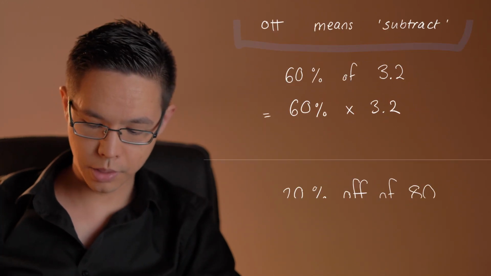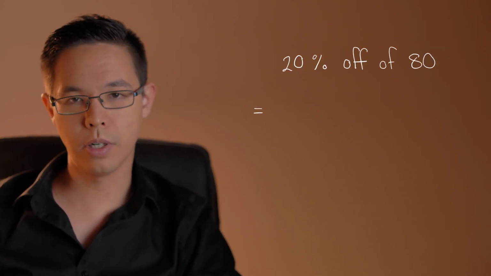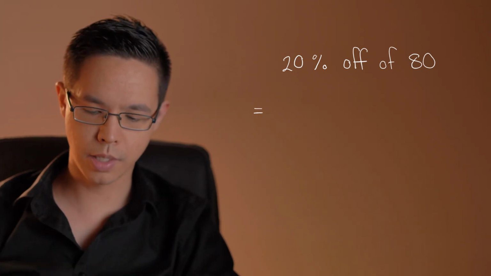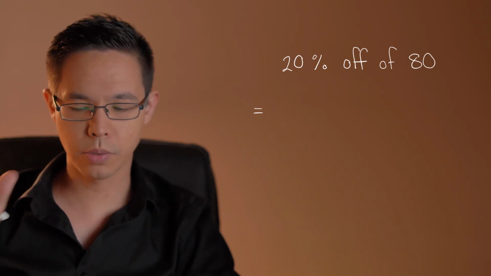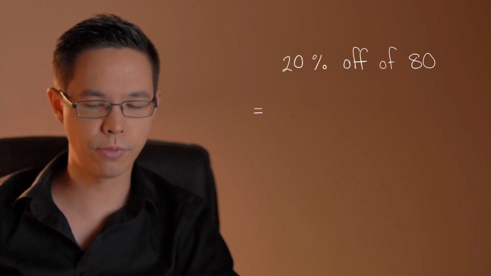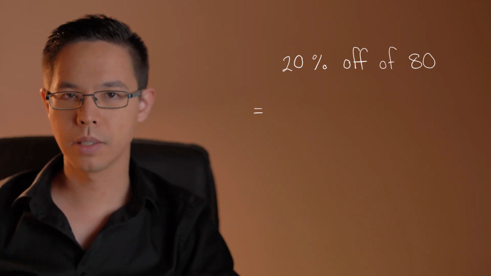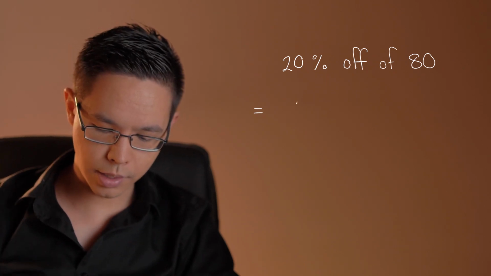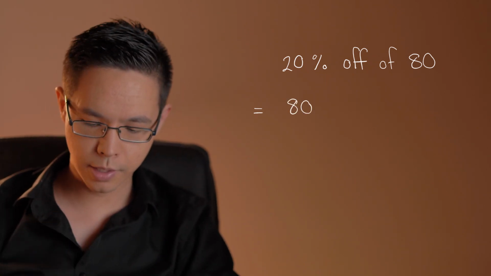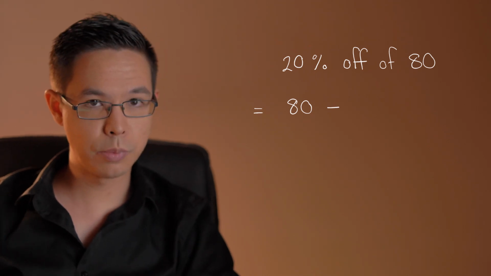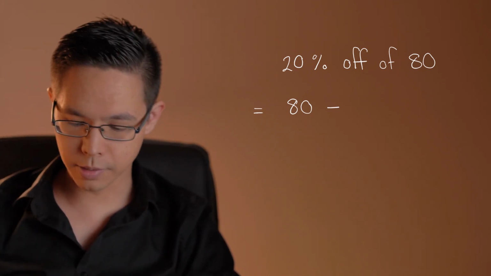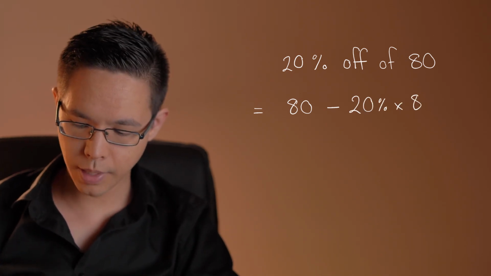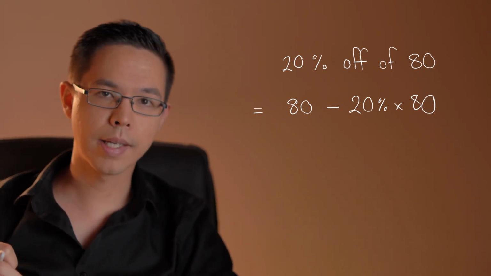I've got another example here where I've got 20% off of 80. In that case, it's a subtraction, but here we have to do a bit of interpreting. Off means a subtraction. What are we removing from? We're removing from 80. How much are we removing? 20% of 80. So what we write down here is 80, we're removing from it, so we subtract. How much do we remove from it? 20% of 80. So here we have 20% of, meaning multiply, 80. And that's how we would translate those two words.